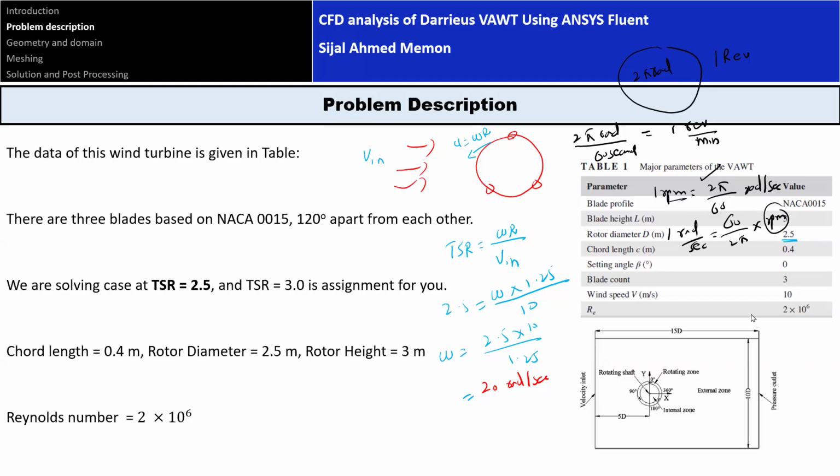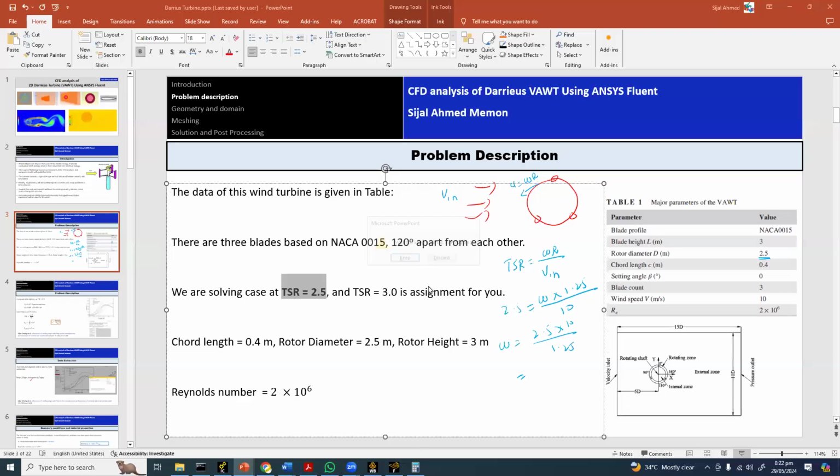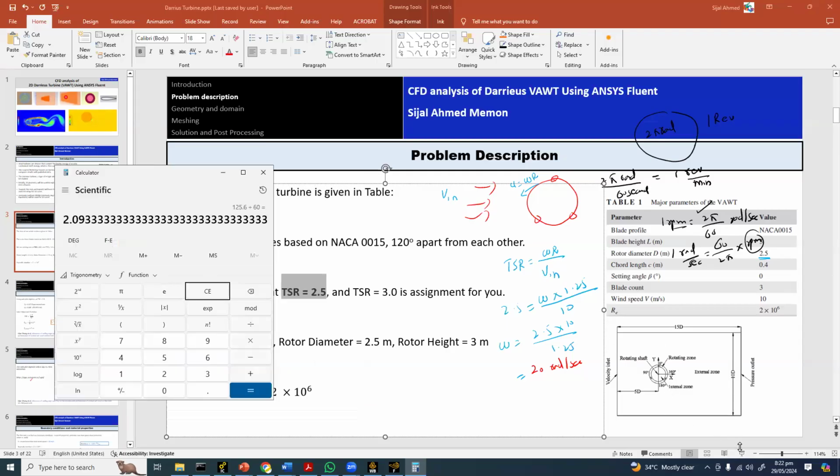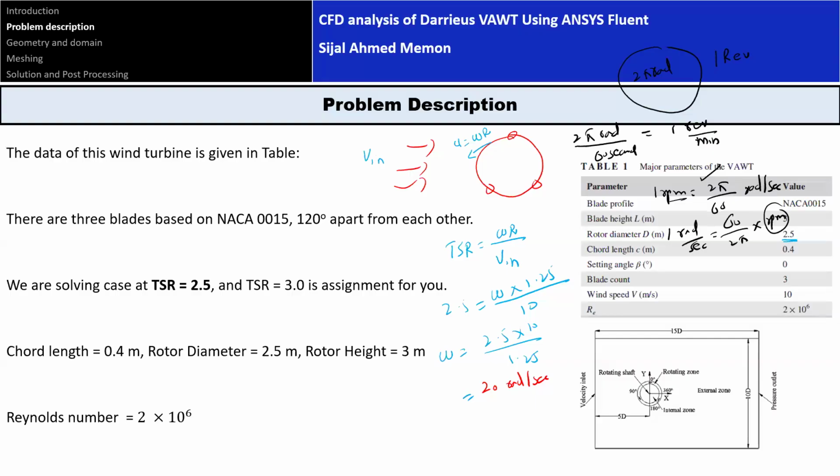So we use this formula right now. So 20 radians per second into 2 pi upon 60. So 2 into pi divided by 60. This is 2.09. 2.09 radians per second. Okay, very strange. So 2.093. Sorry, RPM will be 2.093 for 20 radians per second. No, I don't think so. I don't think it should be like that.